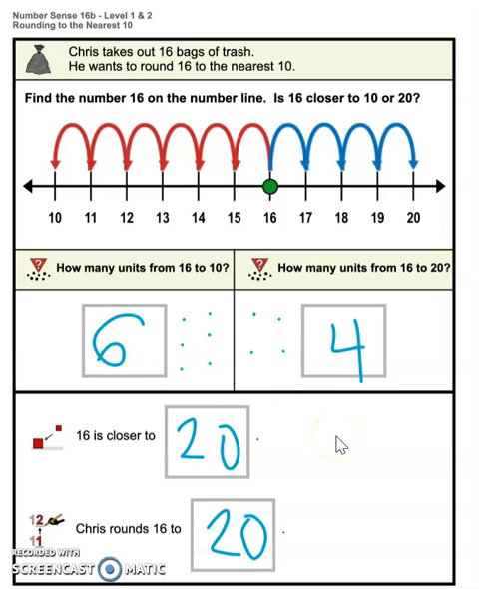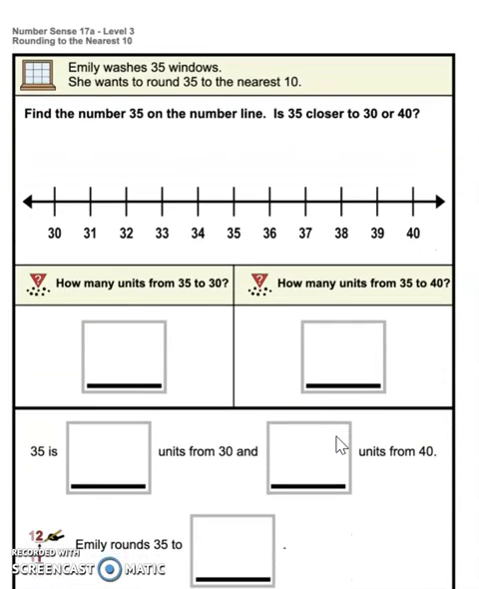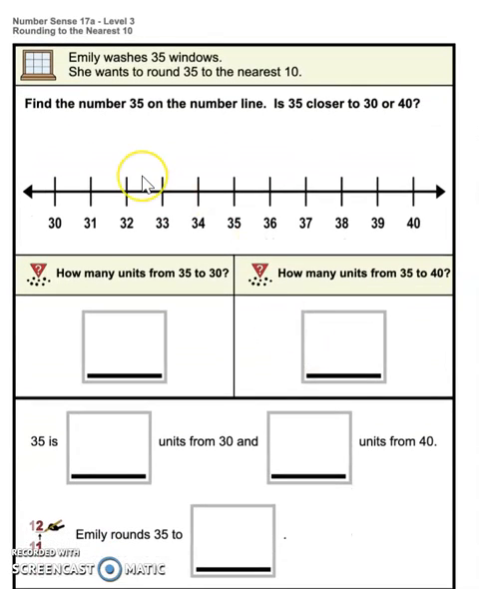All right, I'm so glad we got to do that one together. So now I'm going to walk you through doing the next one, and you are going to write the answers for the next one. Pause the video if you need to, and keep following along. Let's read the problem together. Put your finger on it. Emily washes 35 windows. She wants to round 35 to the nearest 10. Our first step says find the number 35 on the number line.